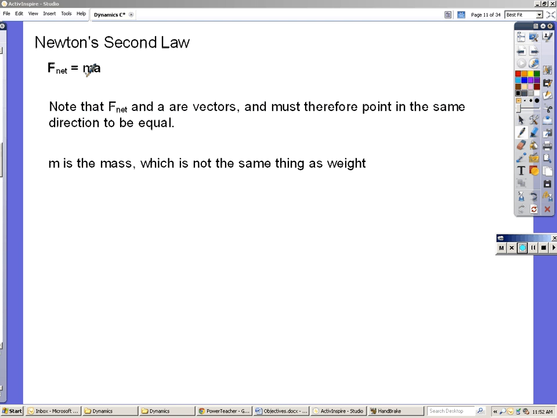Mass and weight are not the same thing. That's another thing you should remember from last year. But they are proportional in a particular gravitational field.